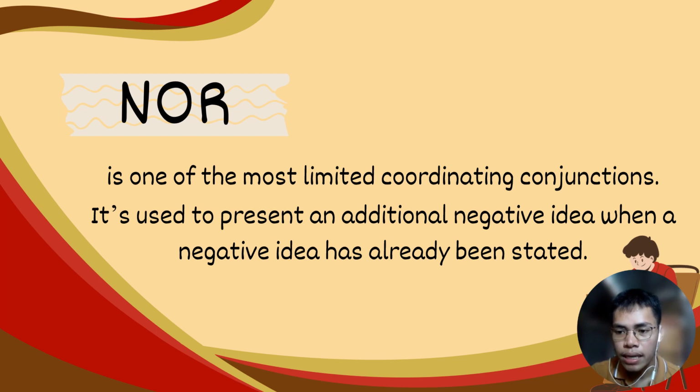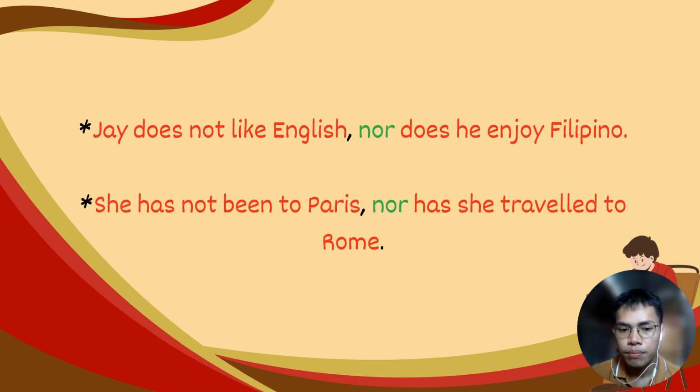Next slide is the limited coordinating conjunction nor. So nor is used to present an additional negative information or negative idea when a negative idea has already been stated. So it is to add an additional negative idea. For instance, Jay does not like English, nor does he enjoy Filipino. And she has not been to Paris, nor has she traveled to Rome.